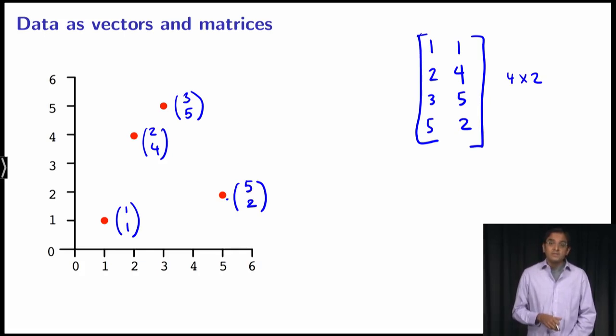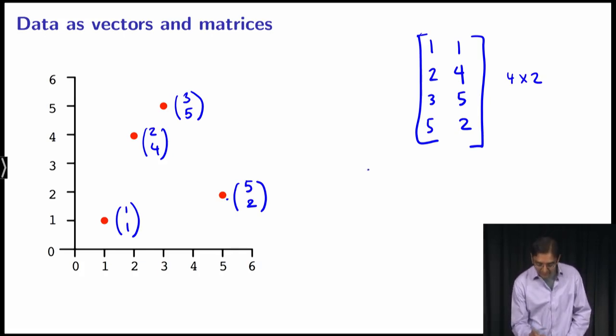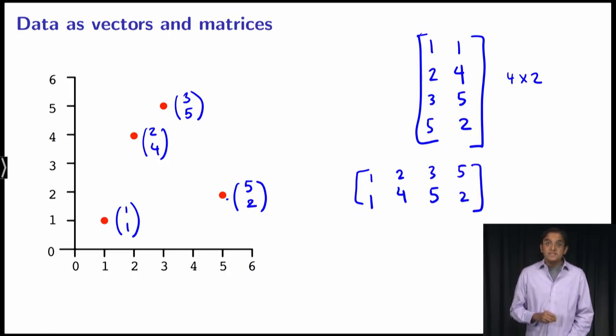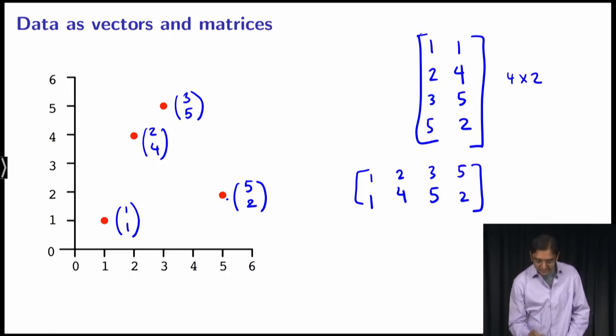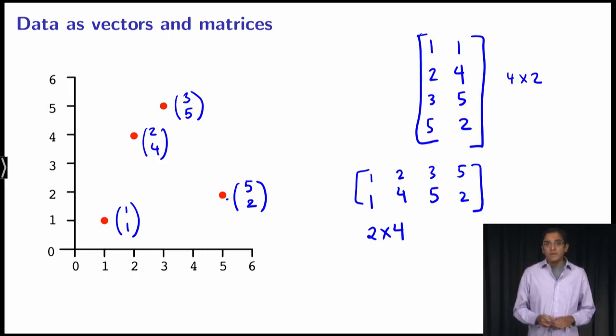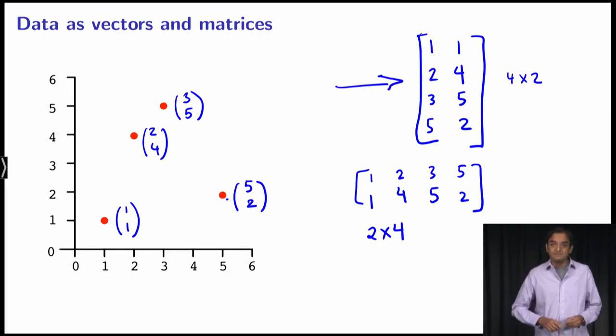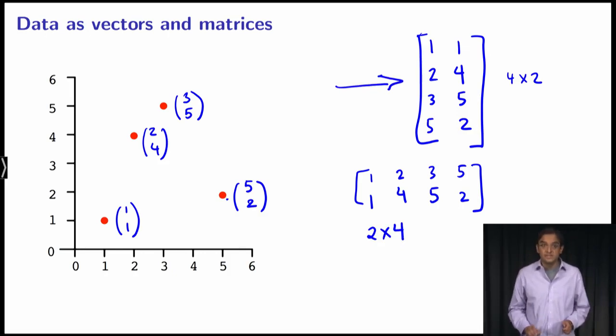Alternatively, we could put the data points as columns. Okay, so we could have something like 1, 1, 2, 4, 3, 5, and 5, 2. This has 2 rows and 4 columns, so it's a 2 by 4 matrix. Either one is fine. In this course, we'll mostly be adopting the convention of doing it the first way. Okay, so putting the data points as rows.